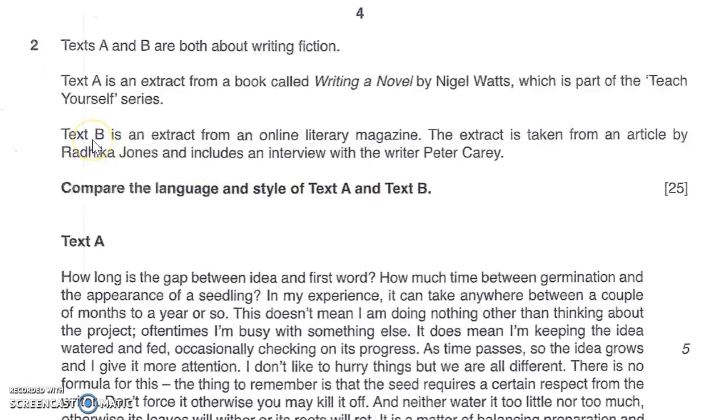Text B, on the other hand, is an extract from an online literary magazine. Two things to pay attention to here. One is that it's online. When you see online, you should immediately be aware that it's easily accessible. It's for kind of a broad, maybe even global audience, right? So when things are online, you can easily discover them. They can pop up on newsfeed. So they're written probably with this kind of general global online audience in mind.